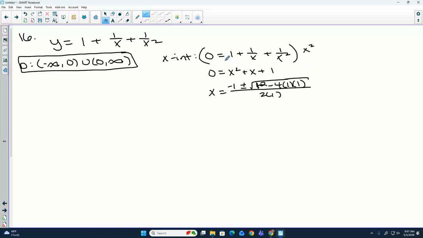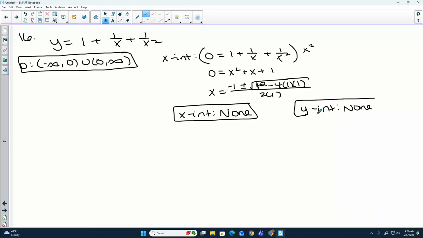So what does that mean about my x-intercept? It's imaginary. There is none. Our graph is not going to touch the x-axis. To find a y-intercept, you plug in 0 for all of your x's. If I do that, I get 1 plus, and then it's undefined. So that means that can't happen. So no y-intercept either.